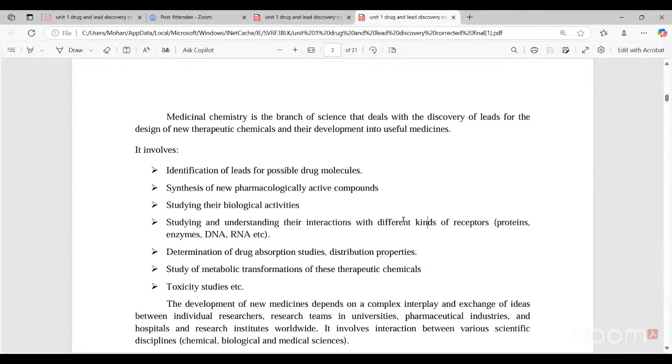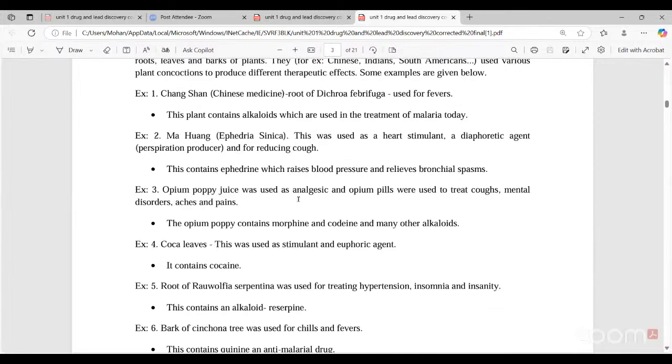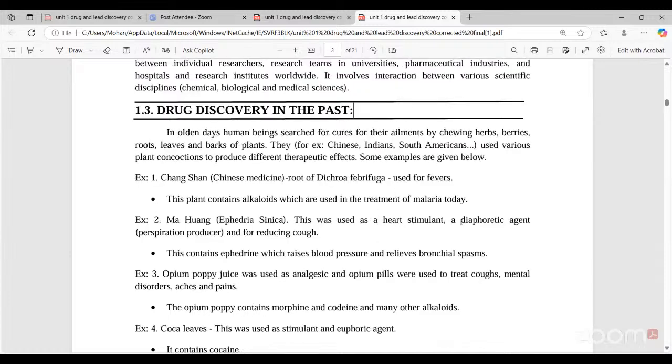So all this extensive study about all these sections takes place in this particular topic here. And you see the drug discovery in the past. In the past, means in the olden days, there was not much technology; science and technology was not developed. In that case, people generally cured their diseases by a variety of methods like chewing gums, herbs, roots, using plants, leaves. So all these are there.